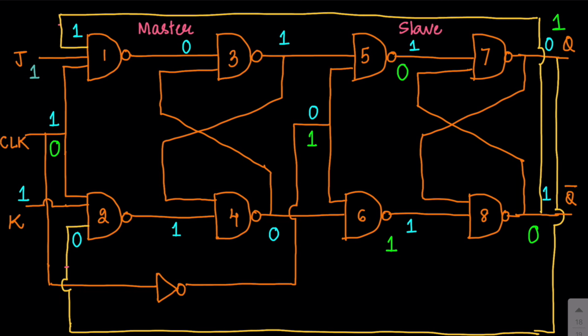Apart from this, we also have a special connection. From here, we have the yellow lines showing the Q bar, which is given as an input to the first NAND gate of the master latch, and the Q, which is coming as an input to the second NAND gate of the master latch. Now let's see the working.